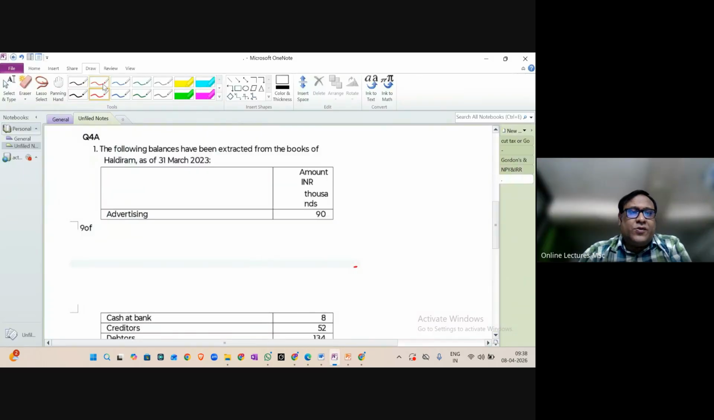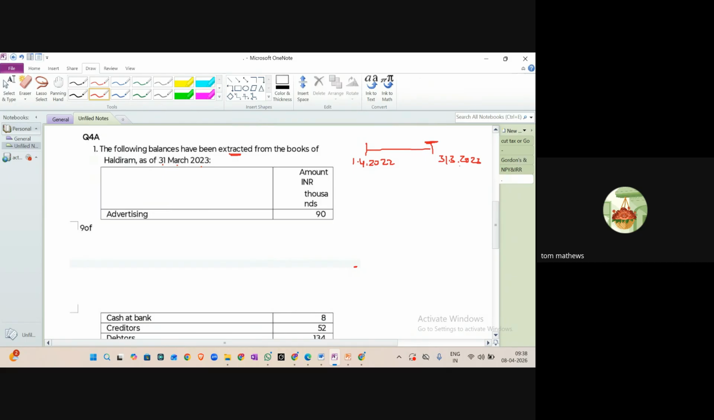Yep. So we were discussing where the item goes. The following are the balances that have been extracted from the books of Haldiram as on 31st March 2023. Do remember, the year of this company would have been 1/4/2022 to 31st March 2023. All the data is from the ledger accounts which were closed over here. All good? Yes.